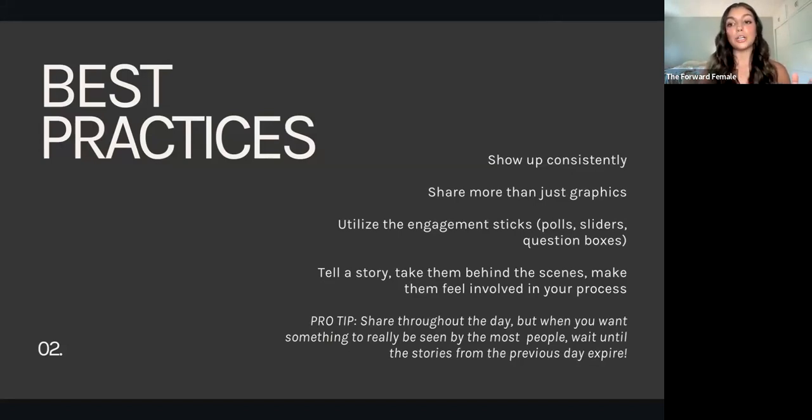The engagement stickers, so polls, sliders, question boxes, give the audience the ability to interact with you. Not only is that good for your engagement, but it also makes them feel like they're a part of something. Ask their opinion, ask for their feedback, ask if they've ever experienced or gone through the same thing that you have. Those kinds of things make them feel connected and seen too. And then tell those stories. So make them feel involved in your process.